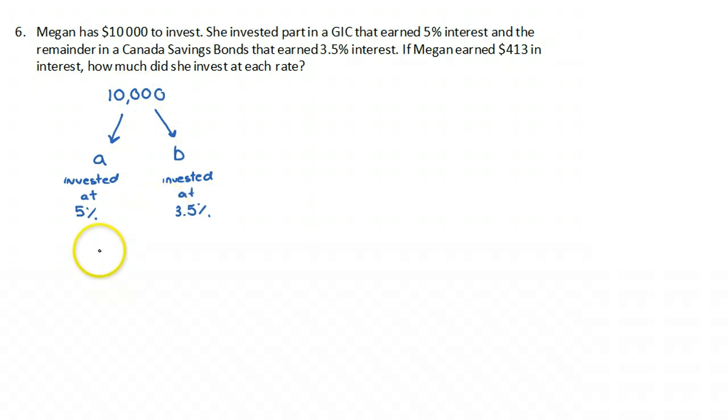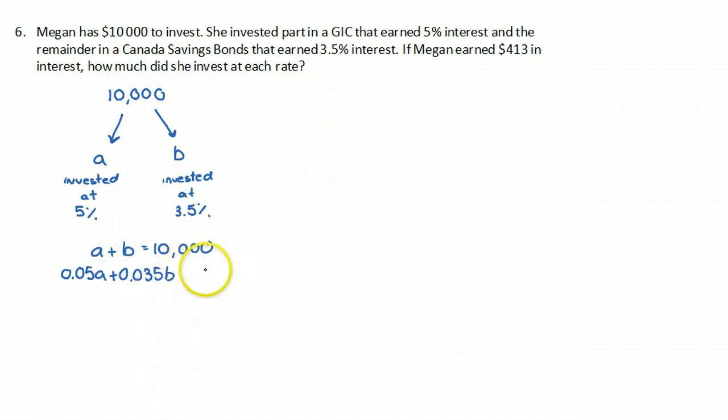So our first equation here is that A plus B equals 10,000, because if we add the two components together, we get 10,000. Now, if Megan earned $413 in interest, we can find the interest earned on A, find the interest earned on B, add them together, and we get 413. So the interest on A is 0.05A, that's 5% of A, plus 0.035B, that's 3.5% of B. And if we add those together, we're going to get $413.